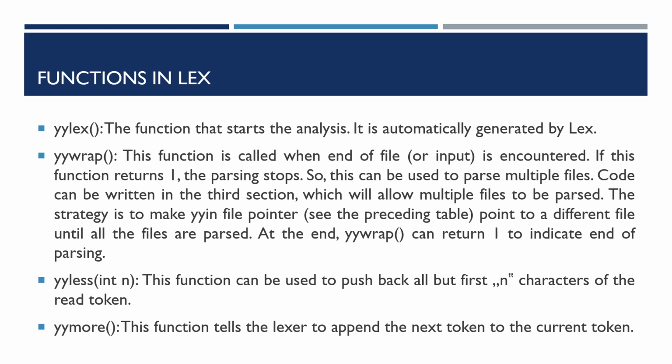yyless(int n). This function can be used to push back all but the first n characters of the read token. It means that it'll keep the first n characters read by the token. And the yymore function. This function tells the lexer to append the next token to the current token. It is used to add two tokens, that is, the next token plus the current token.